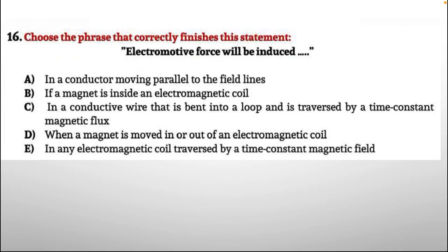Question number 16. Choose the phrase that correctly finishes this statement. Electromotive force will be induced. Options are given below. A. In a conductor moving parallel to the field lines. B. If a magnet is inside an electromagnetic coil. C. In a conductive wire that is bent into a loop and is traversed by a time constant magnetic flux. D. When a magnet is moved in or out of an electromagnetic coil. E. In any electromagnetic coil traversed by a time constant magnetic field.